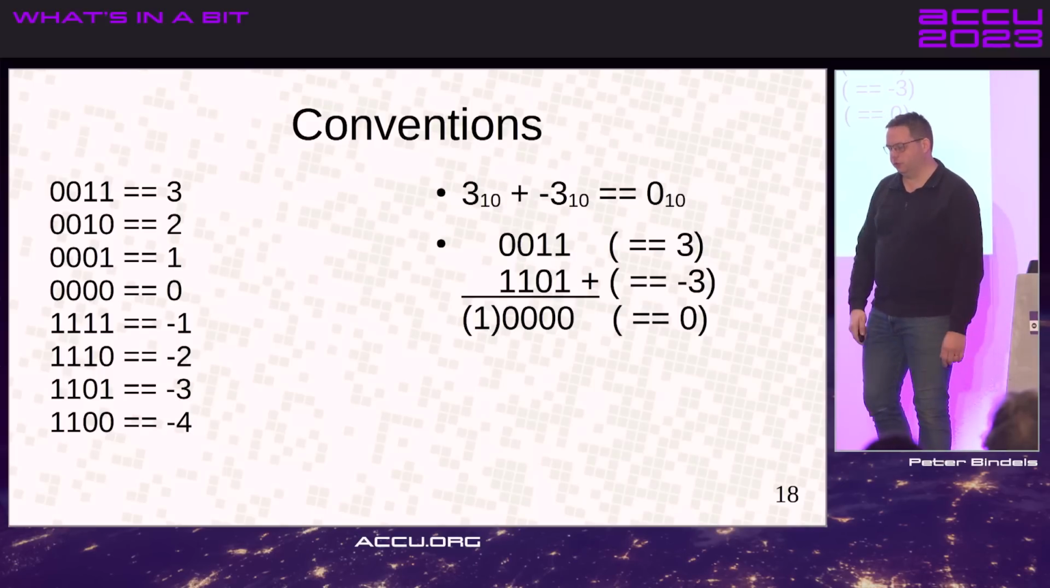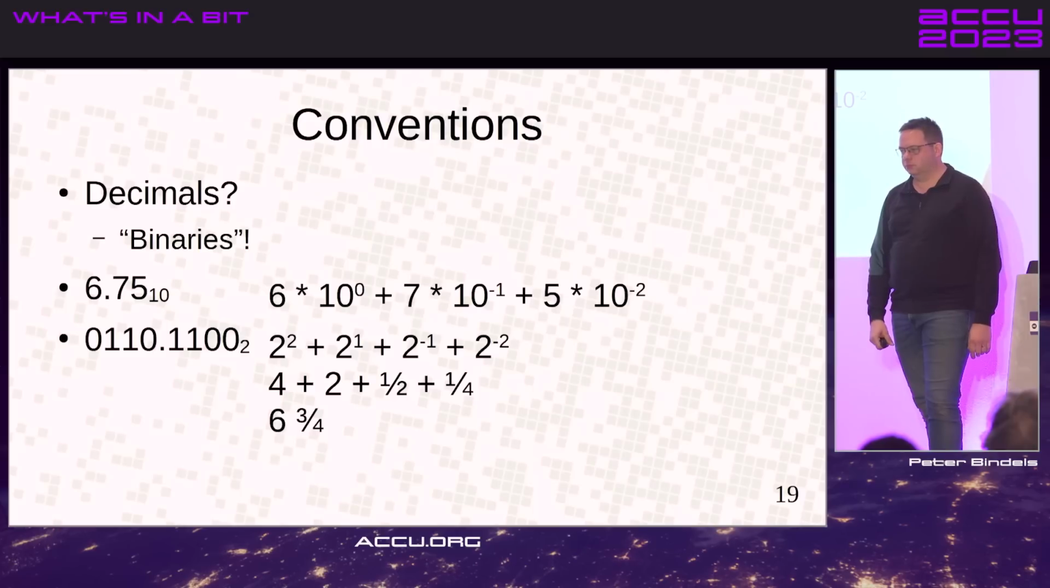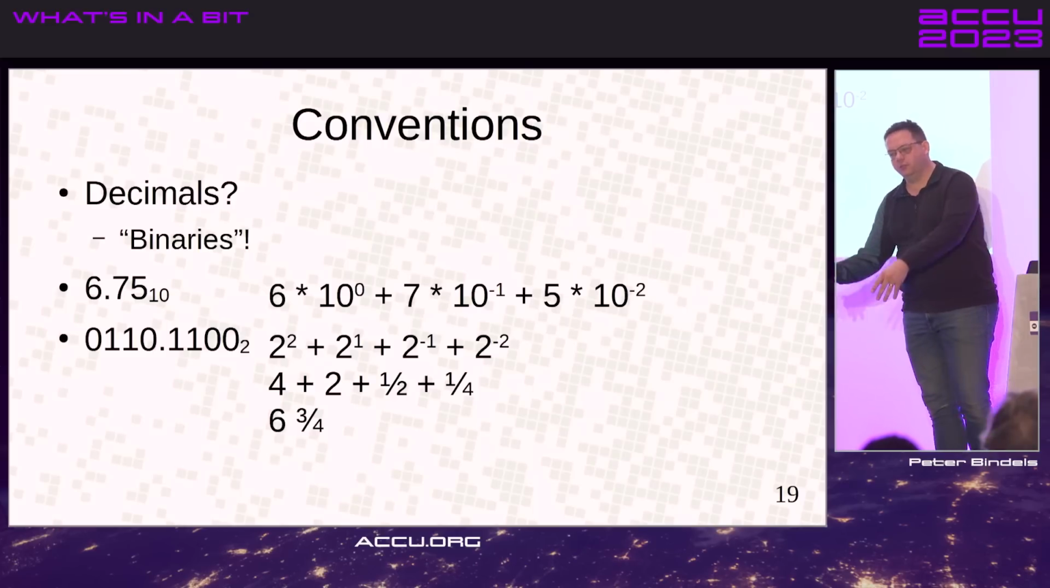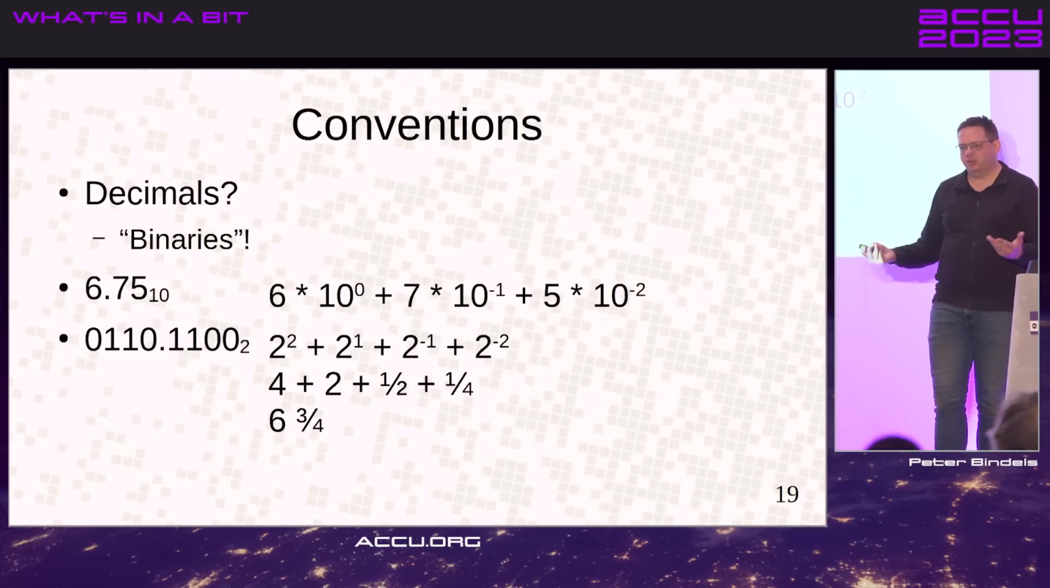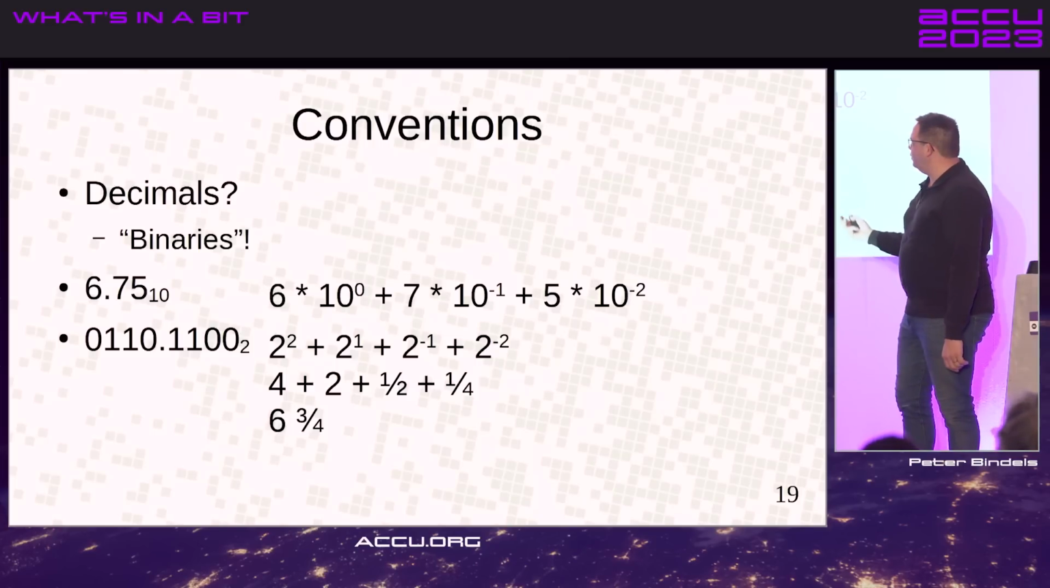But we have more things we want to store. We want to store numbers with decimals. Like decimal numbers would have decimals, binary numbers would have something like binaries, I guess. The name isn't used much, but it's the same idea.